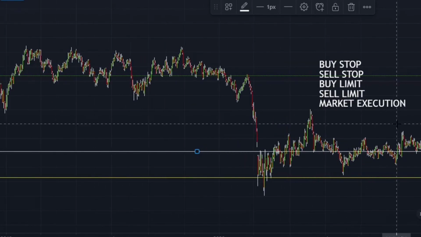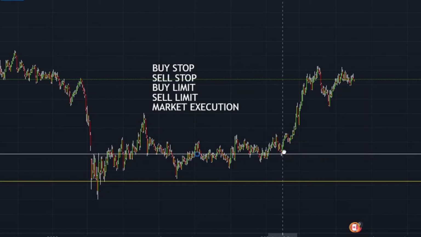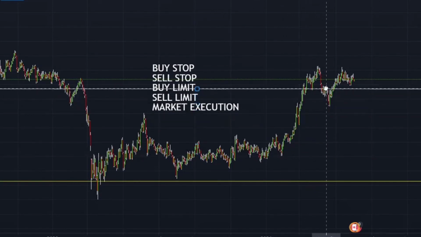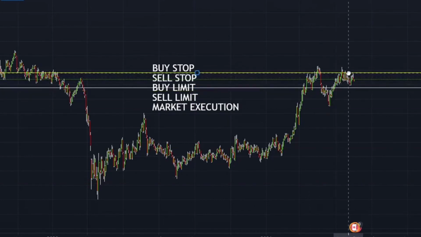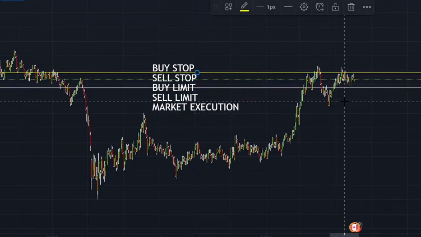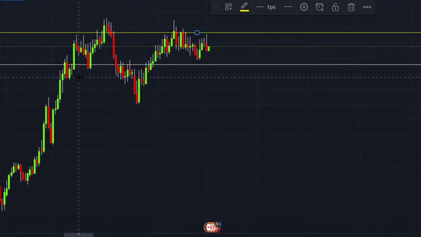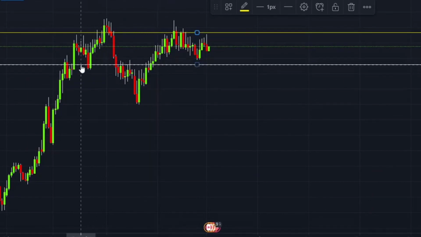So now that we understand what we're using the buy limit for, let's talk about sell limit. So once again, the white line represents where the market currently is, and the yellow line represents where you want to place your trade at, right? So this is an example of where you would use a sell limit. Now I'm going to zoom in so you can actually see. Okay, so keep in mind, none of this has happened yet, right? So this is what you would use a sell limit for.